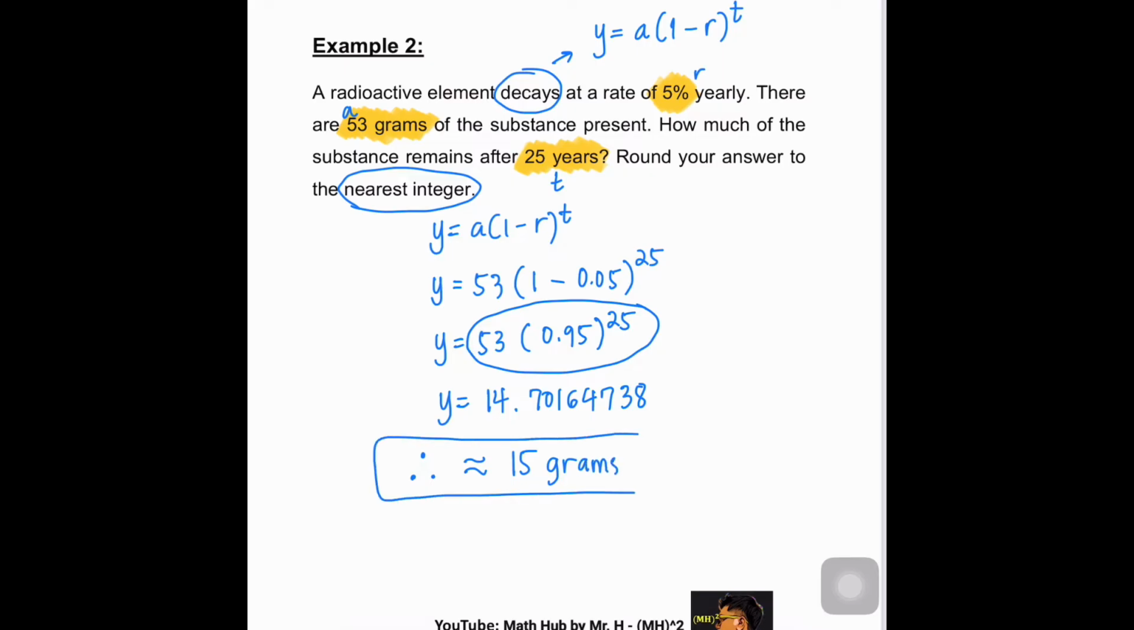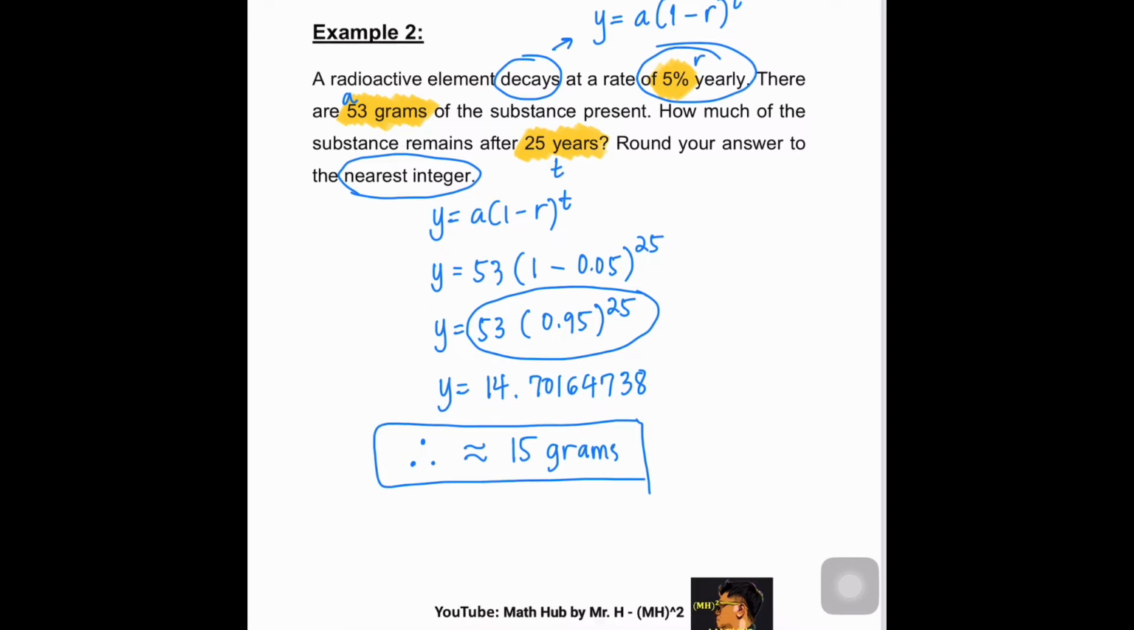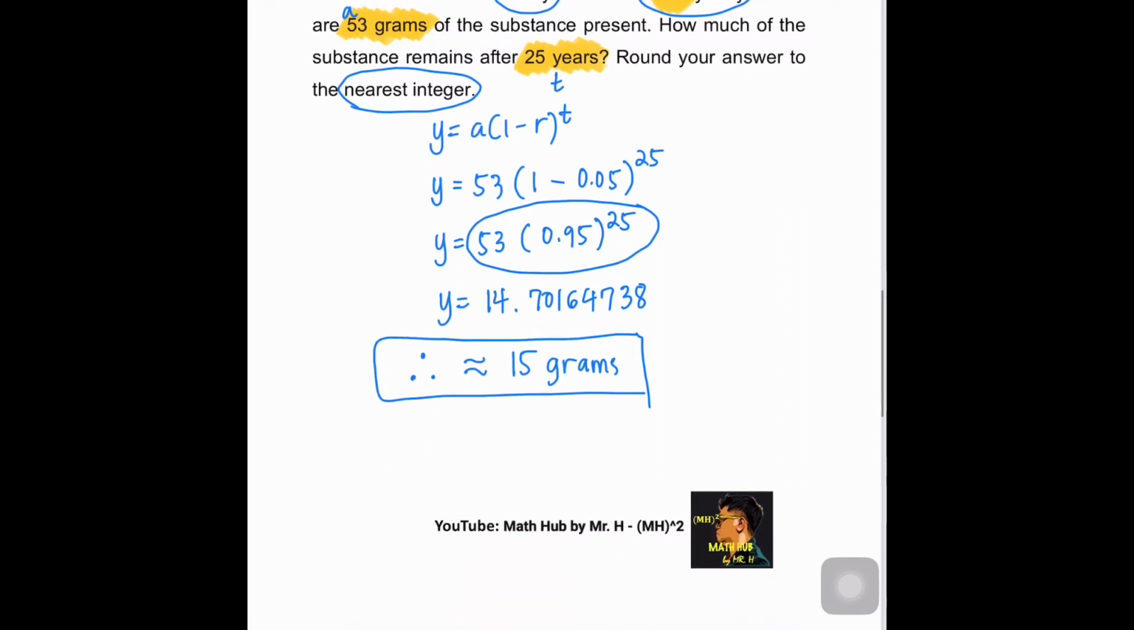If you interpret that answer, there will be approximately 15 grams of substance, which was initially 53 grams, left after 25 years, following this rate of decay, which is 5% per year. Example number 3.